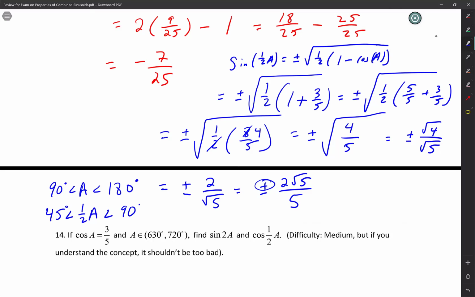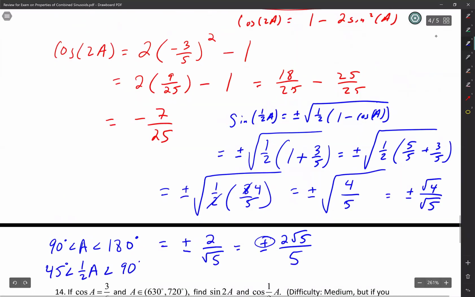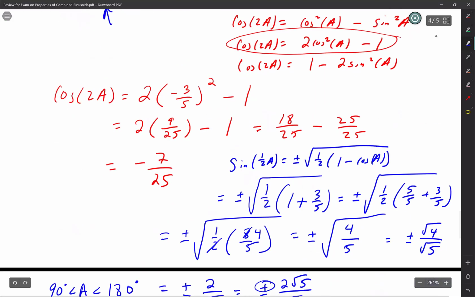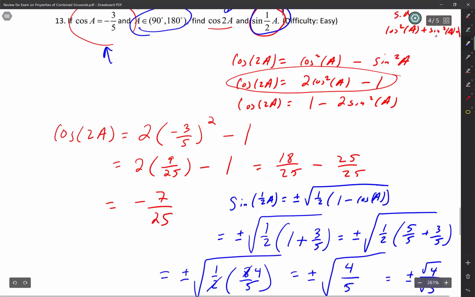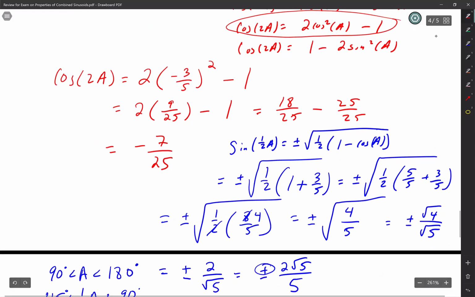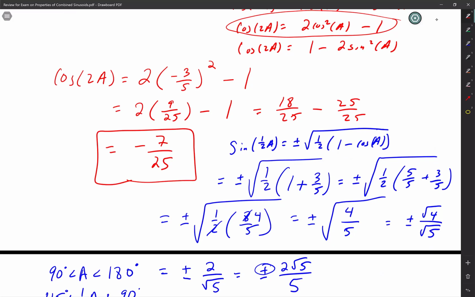So why did we do the 2a? Wait, how do we know that we're looking for the answer for sine of half a, but we also did cosine 2a? Oh, I asked for both. You can see right here it says cosine 2a and sine half a. The answer we got for 2a was negative. Everything for cosine 2a is in red, and everything for sine of half a is in blue. So the answer for cosine 2a is negative 7/25. Could you just explain again why the cosine of 2a is negative?